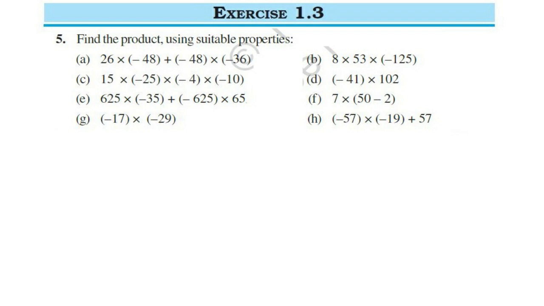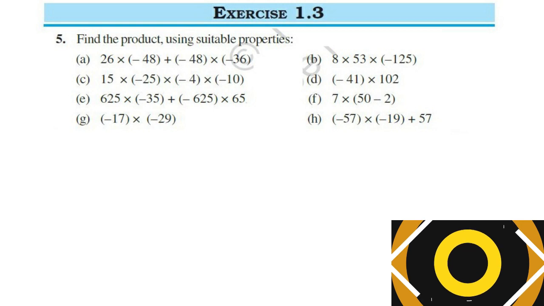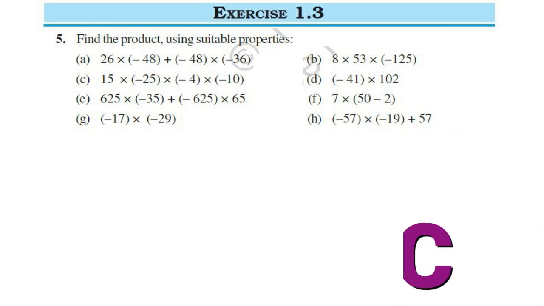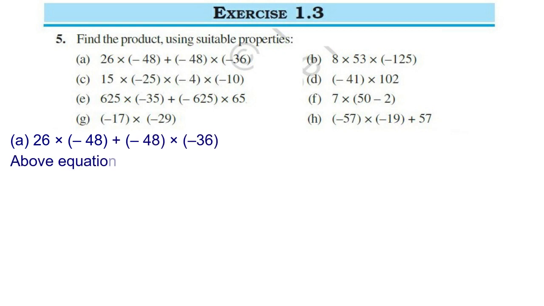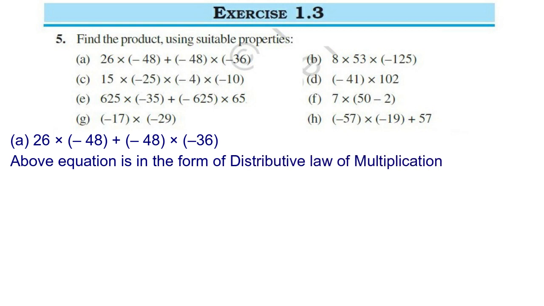Now we go to the problem number 5a. Find the product using suitable properties. Here the given problem is 26 into minus 48 plus minus 48 into minus 36. If such a type of product is given, means a into b plus a into c, those types of equations are in the form of the distributive law of multiplication over addition. This type of property is called the distributive law of multiplication over addition.